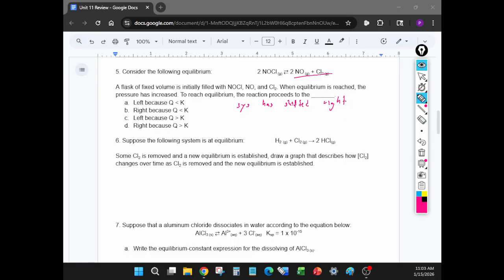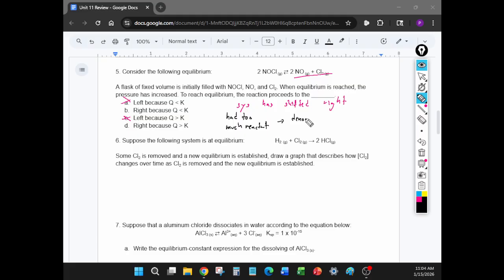So we just need to figure out, does Q have to be bigger or smaller in order to make the system shift to the right? So we can actually get rid of all the left ones, and then we just need to compare Q versus K. So if the system has shifted to the right, let's think about this logically. Before it shifted, did we have too much product or too much reactant? Yeah, we had too much reactant. If you had too much reactant, does that mean the numerator or denominator was bigger? The denominator was too big.